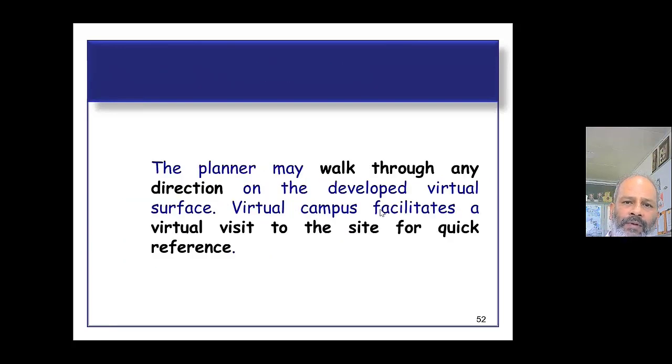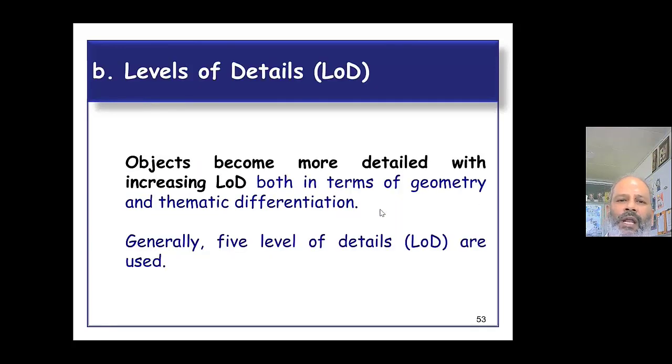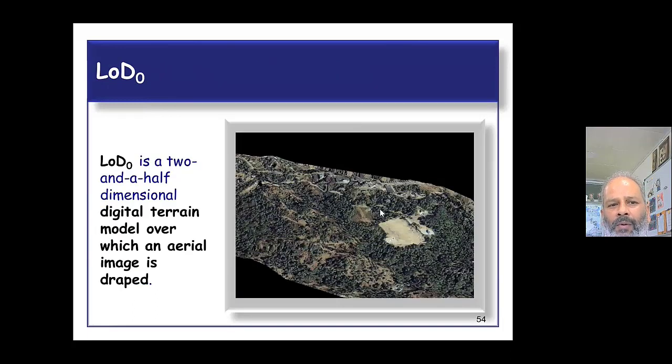Here, how much detail there is in the surroundings, we define with the help of level of detail, a widely used term. And if the number of this level of detail increases, obviously the details increase with that number. Generally we have five levels of detail. First, if the level of detail is zero, then that means we have the surface model.